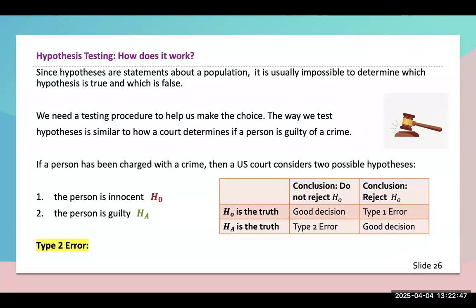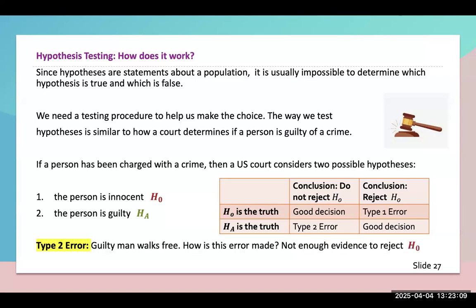A type 2 error is when the alternative hypothesis is true, but we don't reject the null hypothesis. That means we don't have enough evidence to say that the alternative hypothesis is true. So in terms of court, a person is guilty, but we don't reject the fact they're innocent. So that means a guilty man walks free. This error is made when we don't have enough evidence to reject the null hypothesis.